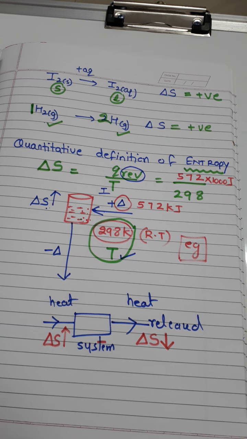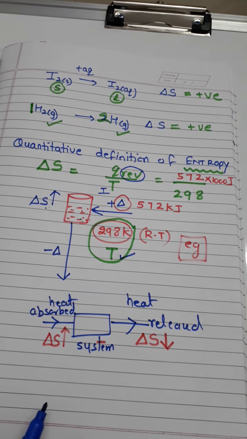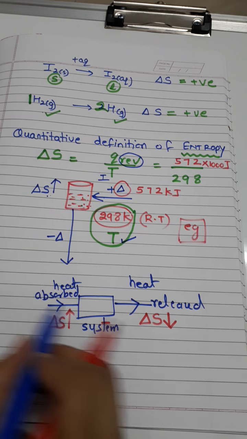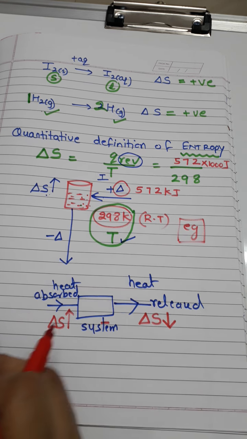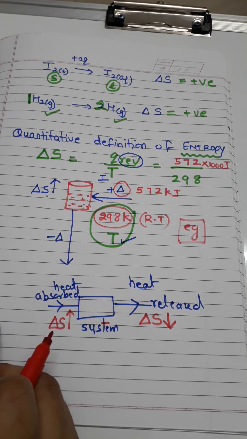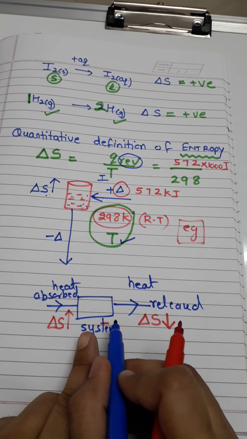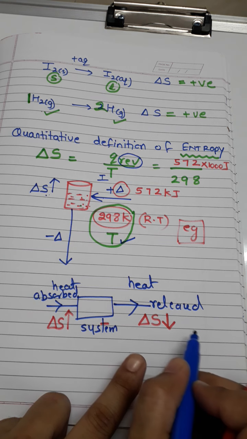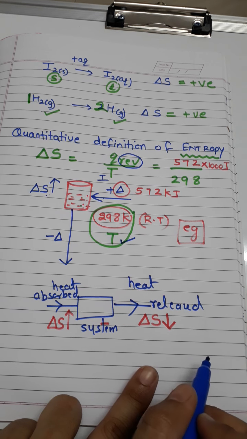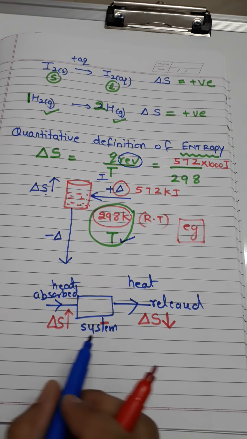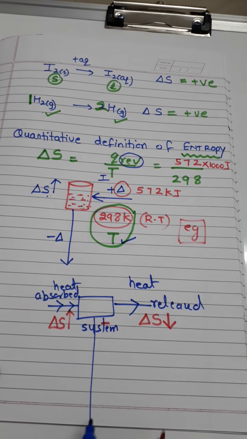Okay, so if heat is absorbed by the system, it means the system has acquired that much heat, but the surrounding has lost it. In the second case, if the heat is released from the system, it means in the surrounding that heat has been added.